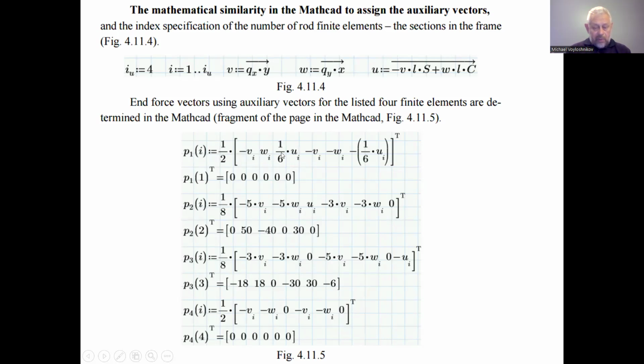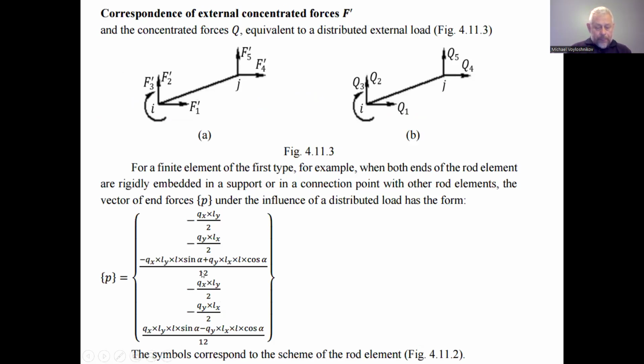Here, for the beginning moment, we have the factor 1 to 6 with a minus sign as well. And 1 second we derive out of the brackets of the vector of the end reactions. And 1/6 remains here. If we remove that, only the product remains: the qx, the horizontal distributed load, by the ly, the vertical size of the finite element, and the vertical magnitude of the distributed load by the horizontal component of the finite element.